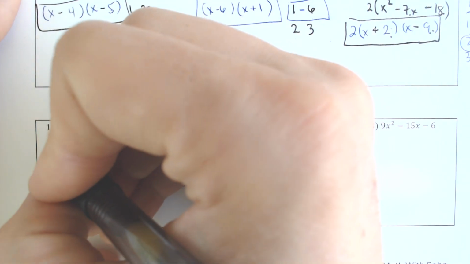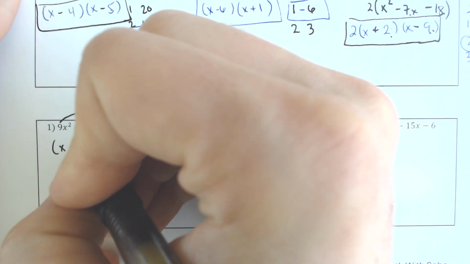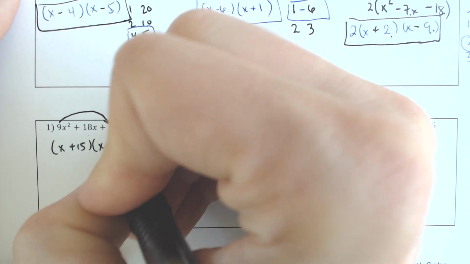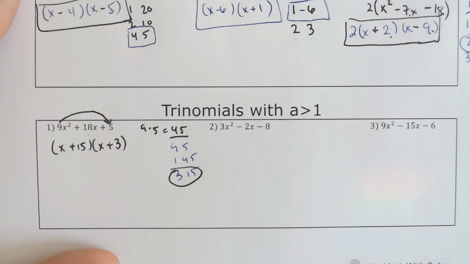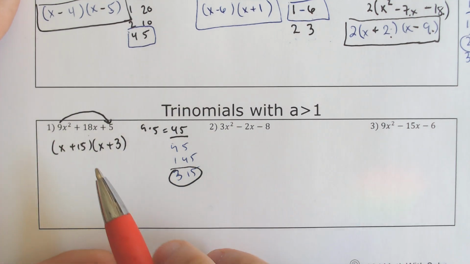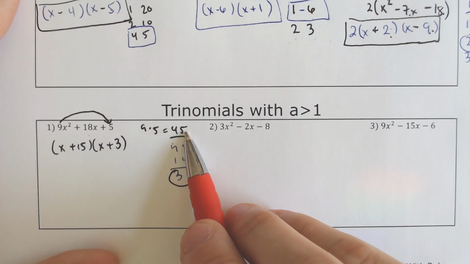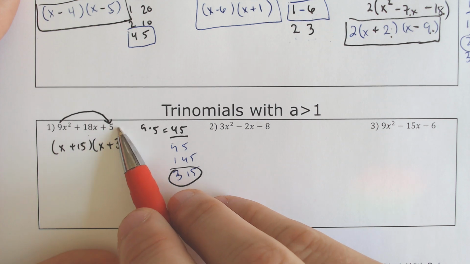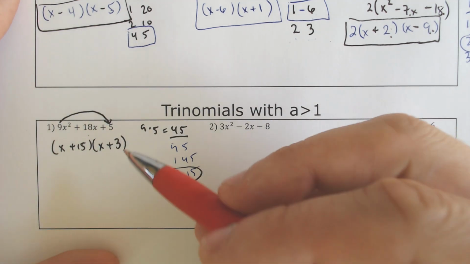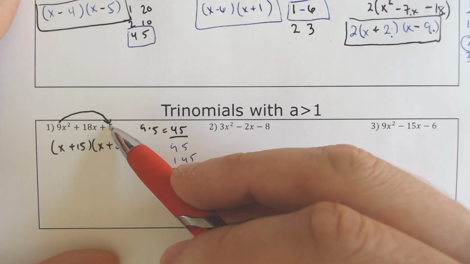All right, so that's what we're going to write down. We're going to write an x, a positive 15, and a positive 3. From here, we're not done because you may notice that 15 times 3 equals 45. It does not equal 5. The final answer must have these two numbers multiply to 5, but this doesn't.